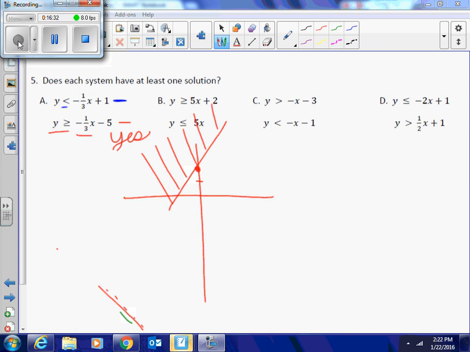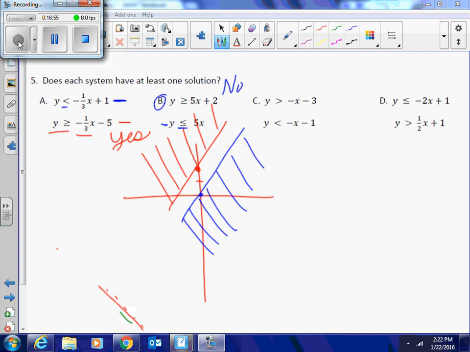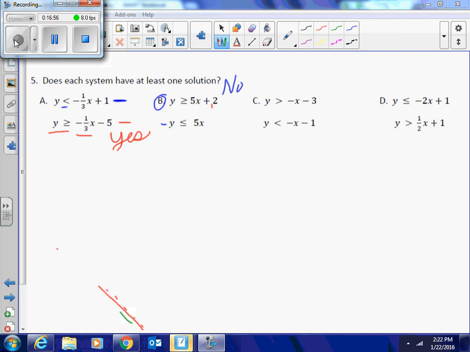On the second line, we'll make that one our blue line. I have a y-intercept of 0, and my slope is 5, so it's parallel. That one's also a solid line, and it says that y is less than. That means I'm shading below. Since my shading does not overlap, I have no solutions on problem B. Okay, let's look at C. Again, we are parallel. We have slopes of -1.